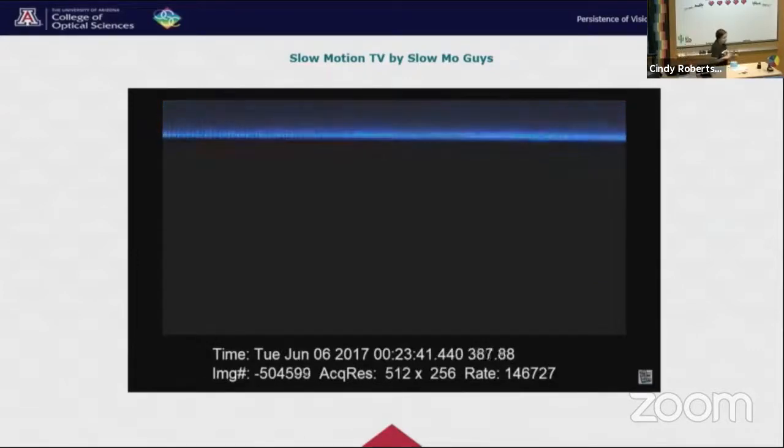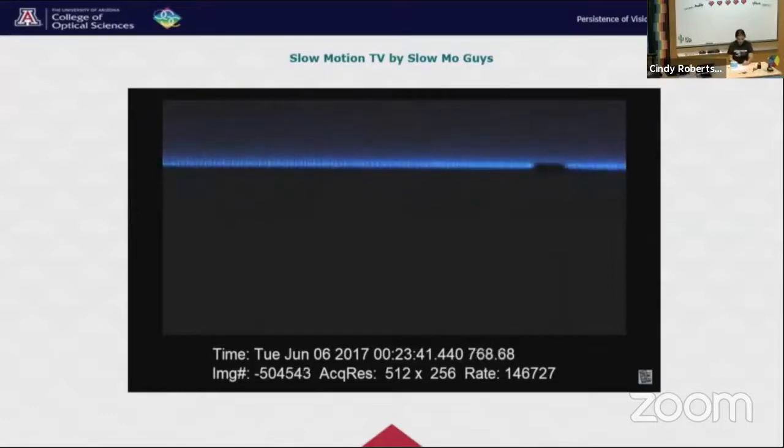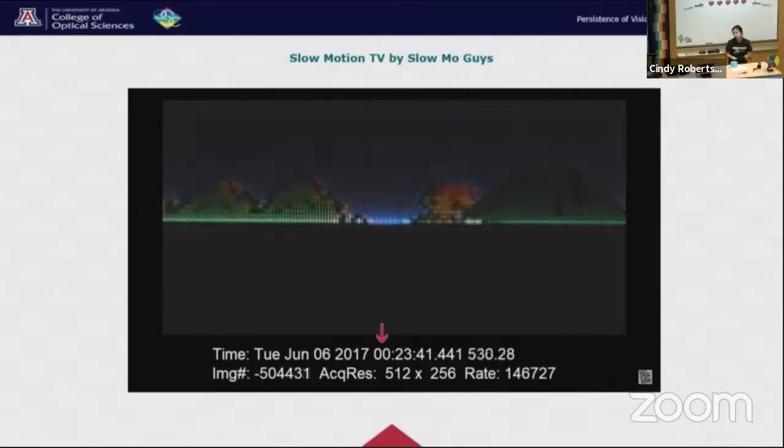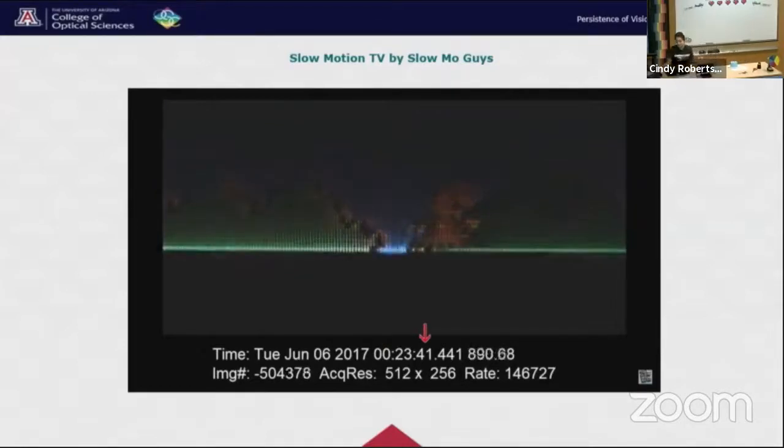And if it was even slower, it would only be 1 pixel at a time. So yeah, that's how TVs work. They're not actually all illuminated at a time. They are just having 1 line at a time.